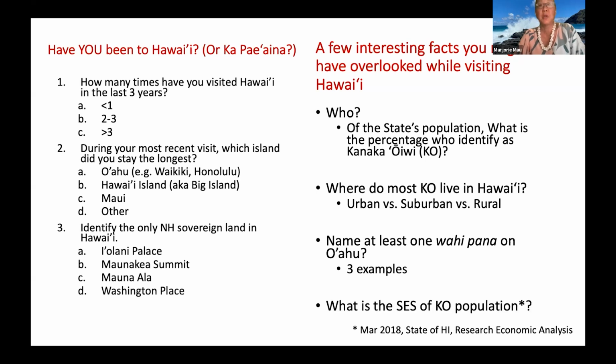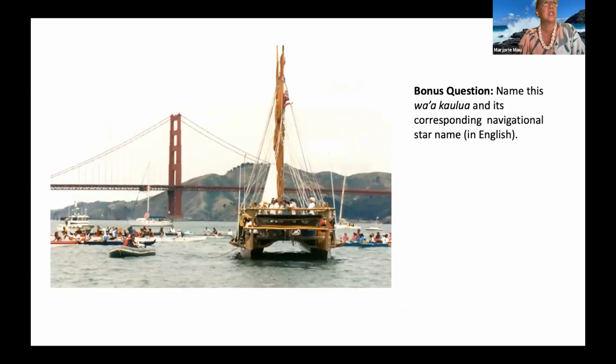And then the bonus question is here. You probably recognize the Golden Gate Bridge, but in the foreground, there's a Va'akaulua, and the question is, name its corresponding navigational star. And you can write that in the chat.